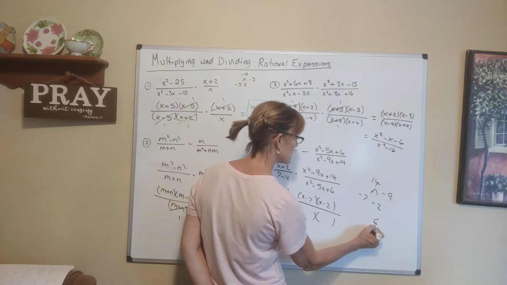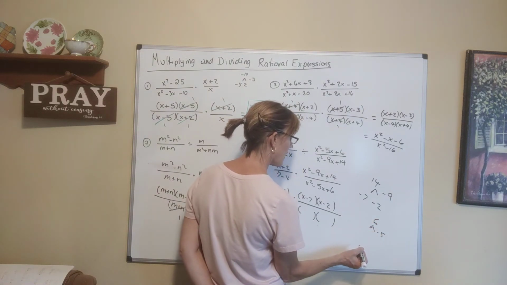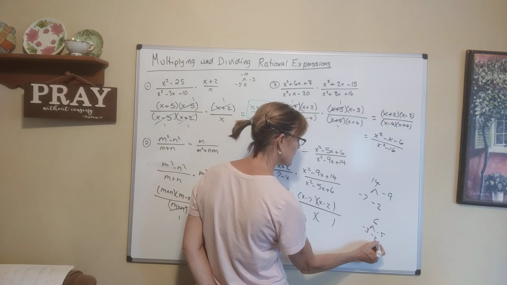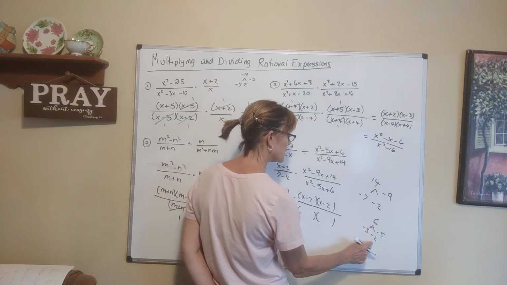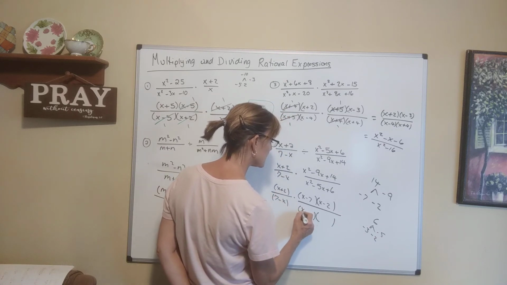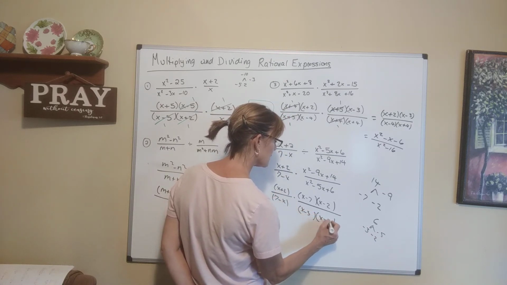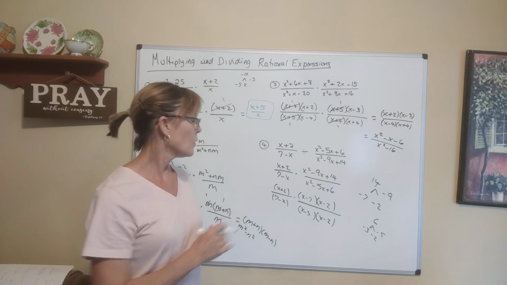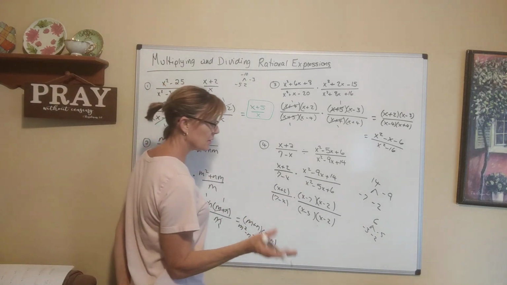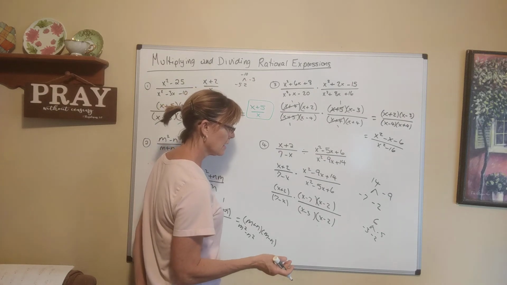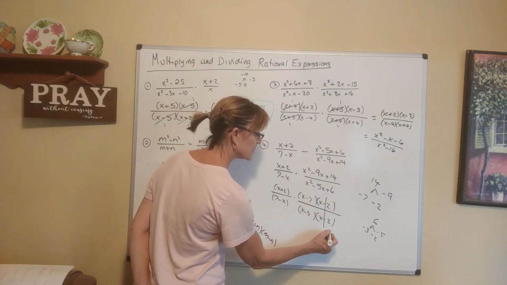I need 6 to add up to be negative 5, negative 3, negative 2. Negative 3 times negative 2 is positive 6. Negative 3 plus negative 2 is negative 5. This will be x minus 3, x minus 2. All right, once everybody's factored, then you can cancel whatever's in common, numerator, denominator. Let's see here. I have an x minus 2 with an x minus 2.